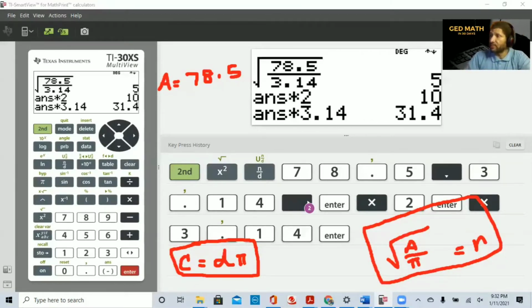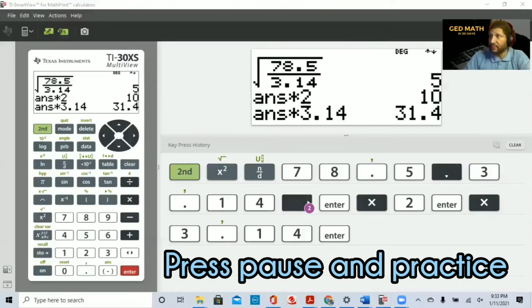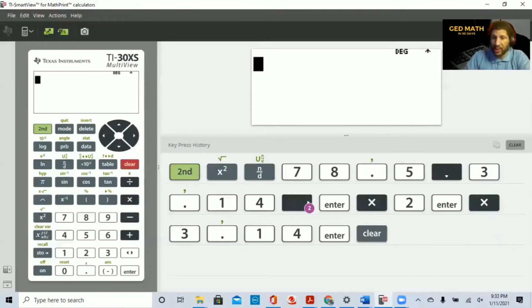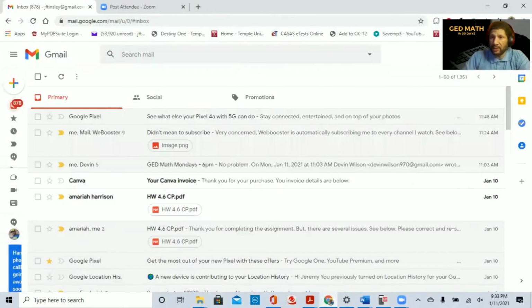So let me clear the screen. Okay. If you notice watching this video, you now can use the buttons and have your calculator out, and you can press the buttons that I have on screen to repeat what I just did. So let me clear everything. And let's go to the next problem.